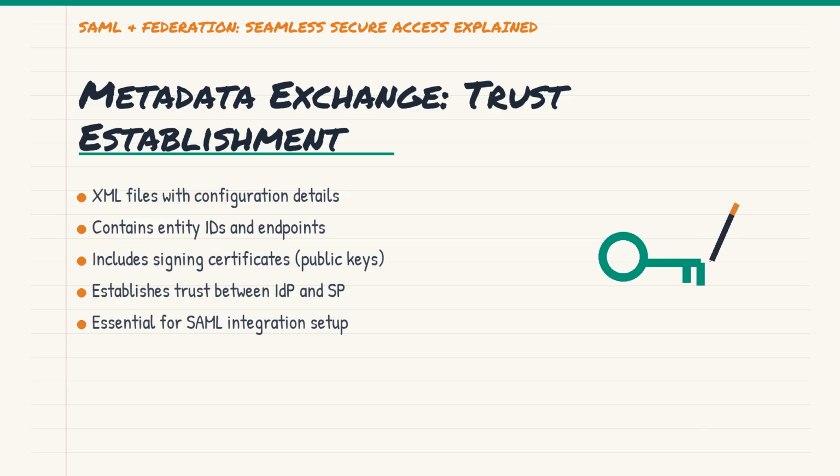Both the IDP and SP typically publish metadata documents. These are XML files that contain crucial information like the IDP's entity ID, its SSO endpoints, where to send requests, its signing certificate, which contains the public key, and the SP's entity ID and assertion consumer service, ACS, URL, where to send assertions. By exchanging and importing each other's metadata, the IdP and SP establish a pre-configured trust relationship. This is a critical initial setup step for any SAML integration.